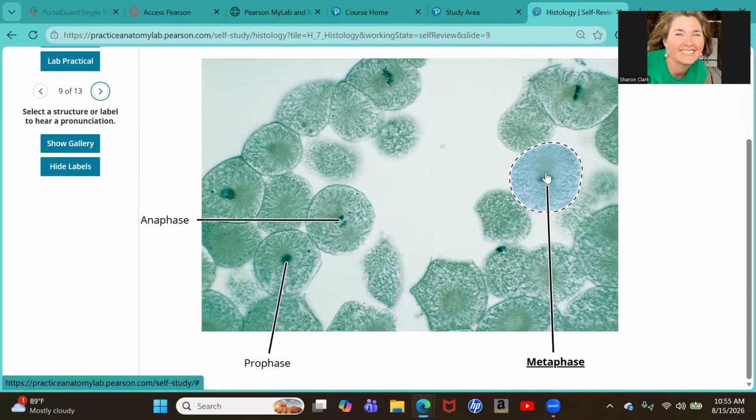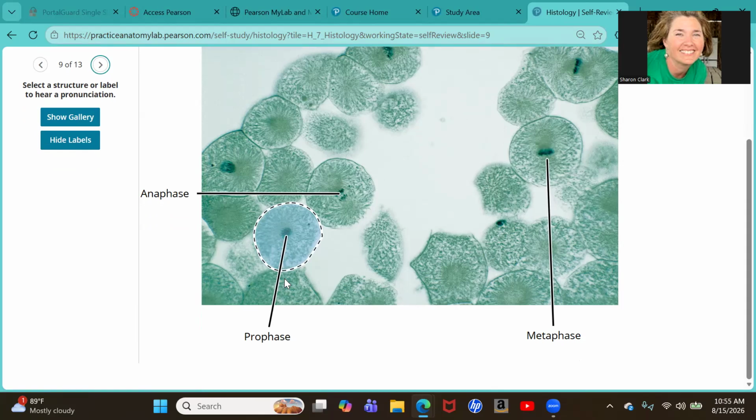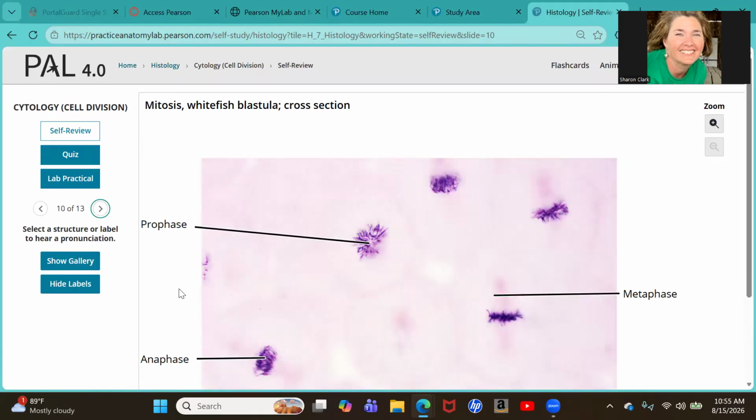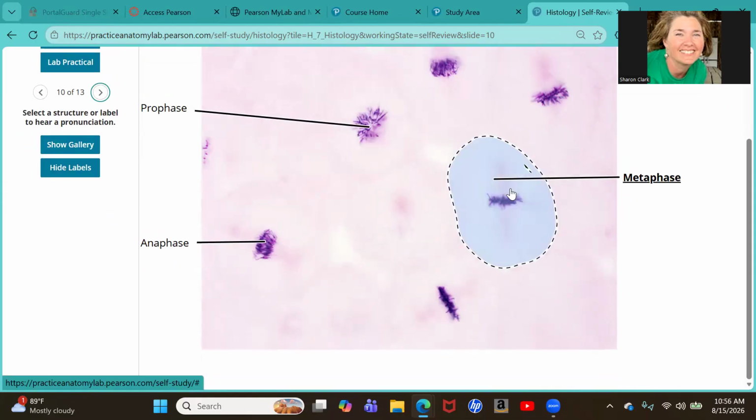Metaphase, you can see the chromosomes lining up in the middle. Here you see prophase, where they're not exactly in the middle, they're beginning to be shown. Let's go over some more of the whitefish here. Here you see prophase again, metaphase in the middle, anaphase beginning to separate.